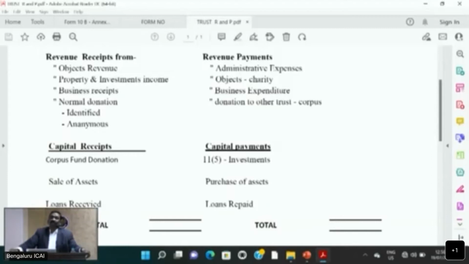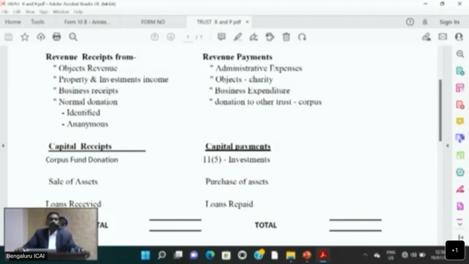What is meant by new asset? The CBDT circular itself, long back, has given a circular saying that even a bank FD is a new asset. The circular says minimum 6 months you should keep it. Courts interpreted that if you keep the bank FD, even 3 months is sufficient. Don't worry about the 6 months in the CBDT circular, because it is a circular, it is not in the Act.